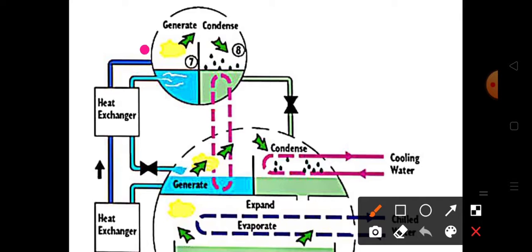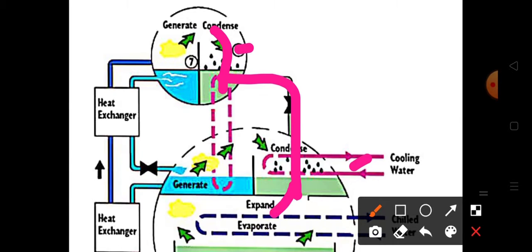Here the function of the generator is to give heat to this strong solution. The boiling points of water and lithium bromide are different, so the water will evaporate or boil faster than the lithium bromide. So the water is boiled and converted into vapor, and this vapor from the generator goes to the condenser, and from the condenser this vapor goes to the second condenser. Here two condensers are used, and from that it goes to the evaporator.